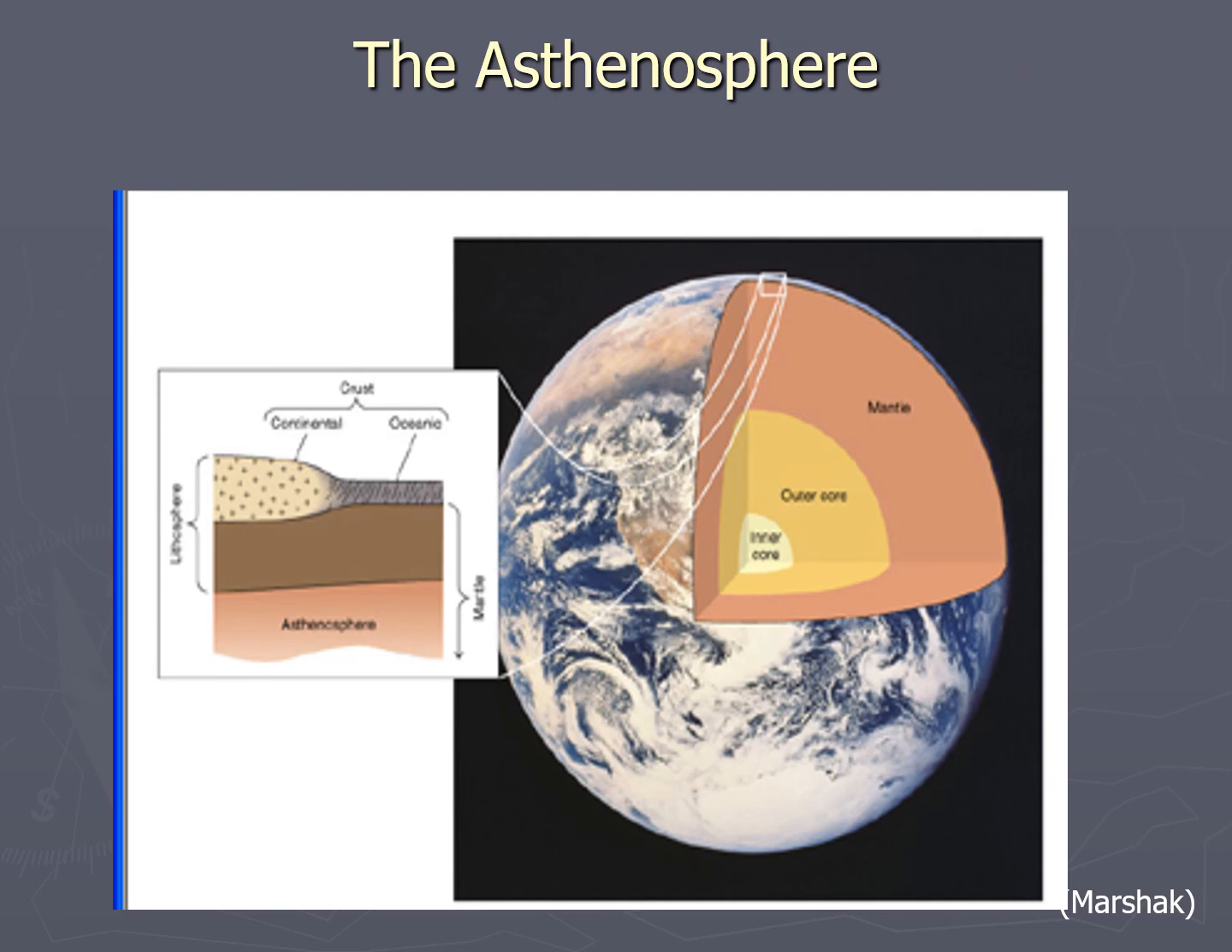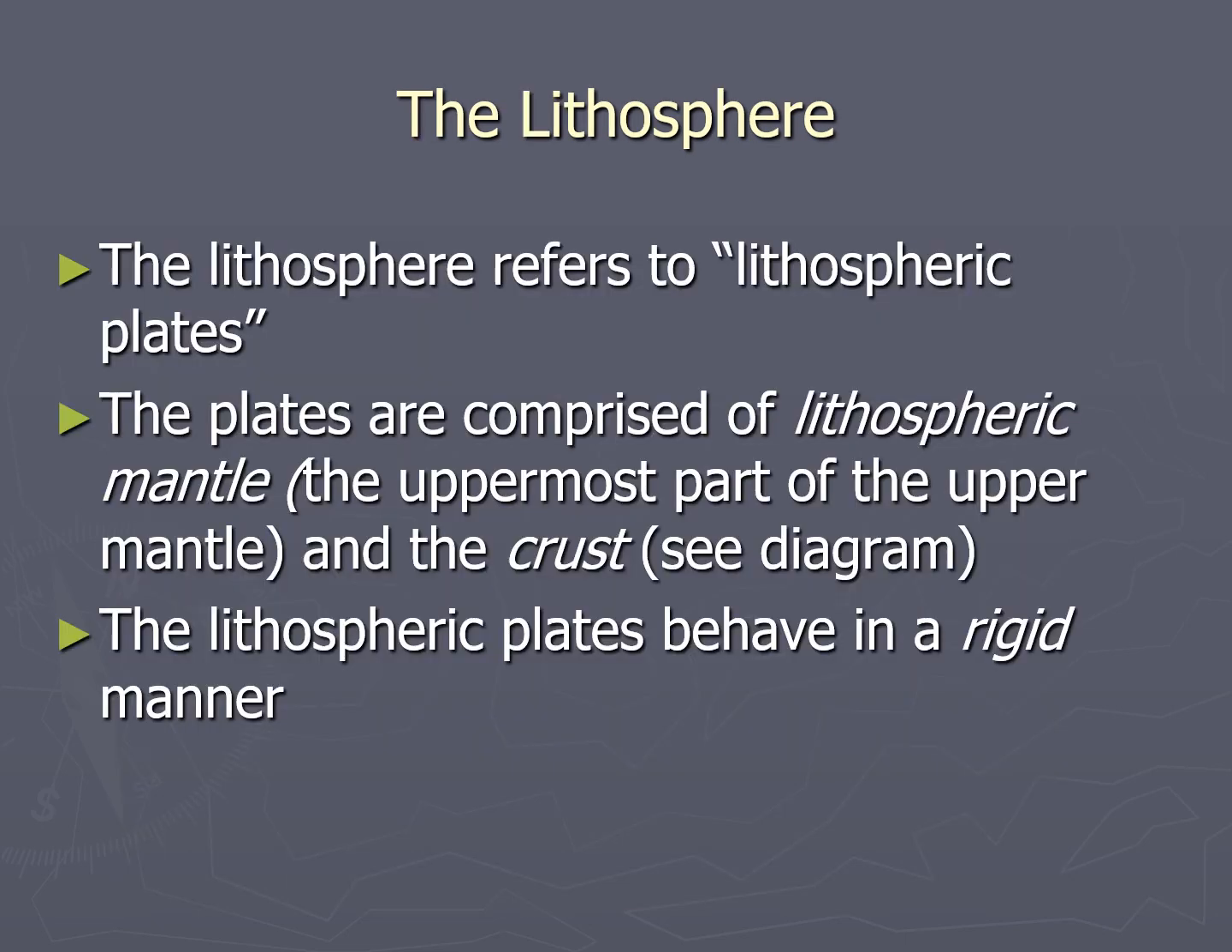Here's just another image of planet Earth, and again, over on the left, they have kind of a blown up version of what you find towards the top, the asthenosphere and then the plates, and our transition from continental crust granite to oceanic crust basalt. Okay, so the lithospheric plates, sometimes just called plates or just called lithosphere, are comprised of two parts. The crust is on the top and the lithospheric mantle portion is on the bottom. Together, these things are going to behave in a rigid manner.